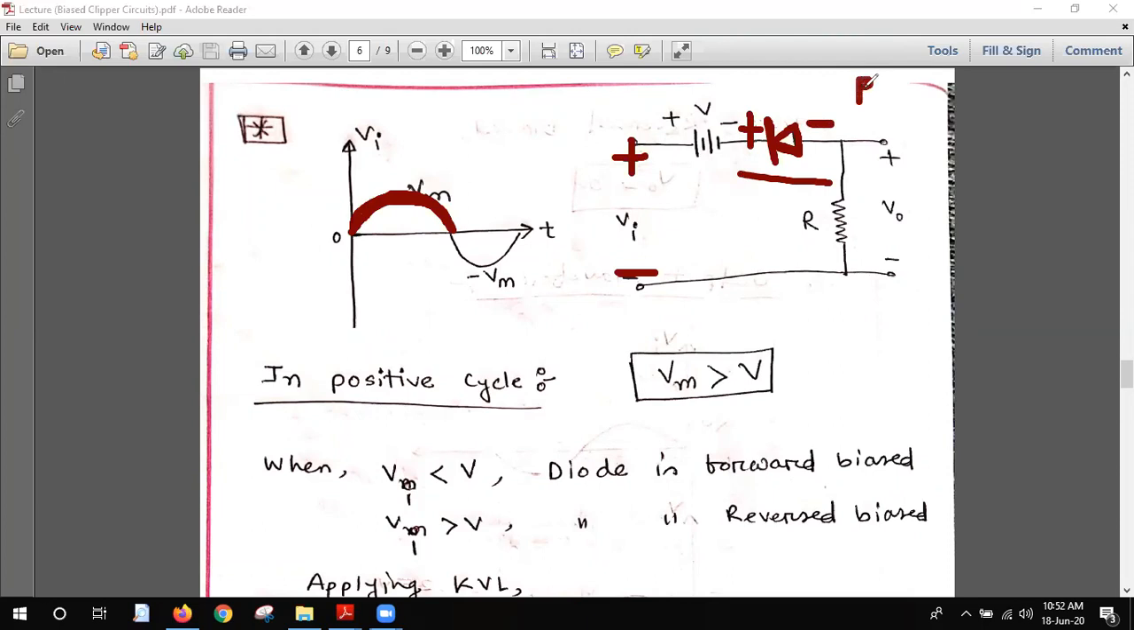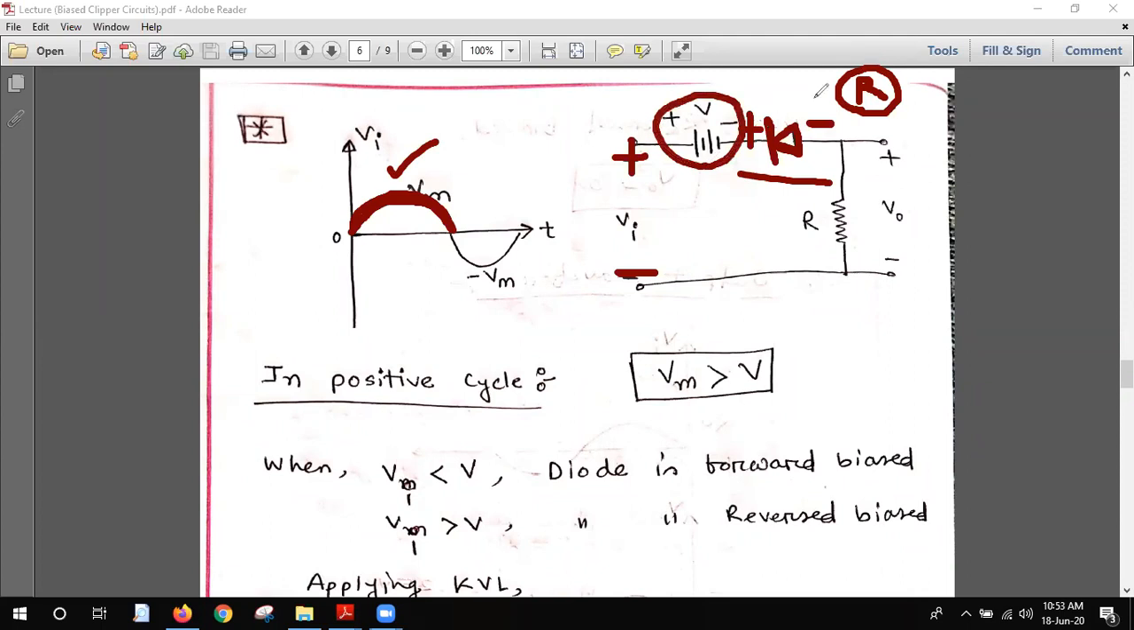I have described it several times, but I will describe it again: P is for positive, so it should be positive for forward bias. But here P is connected with negative and N is connected with positive. So it is a reverse bias condition for this positive cycle. But interestingly, this applies only when there is no DC supply.